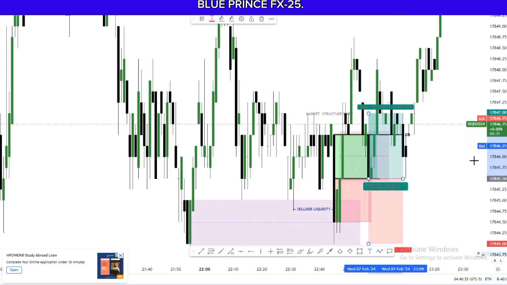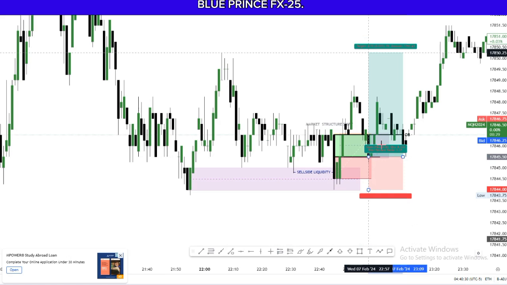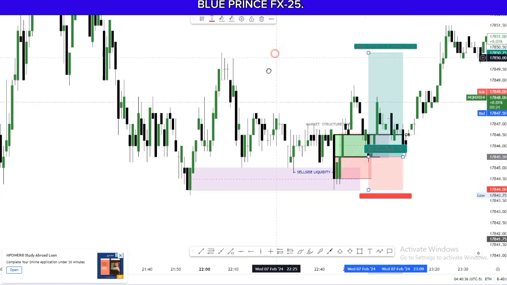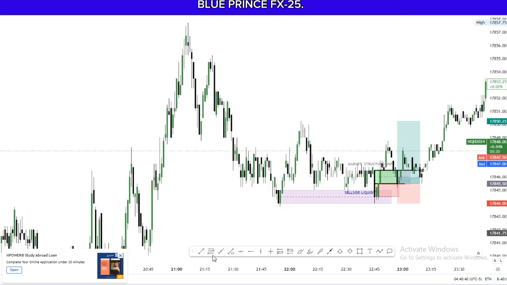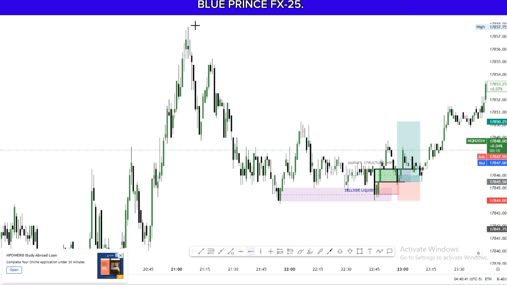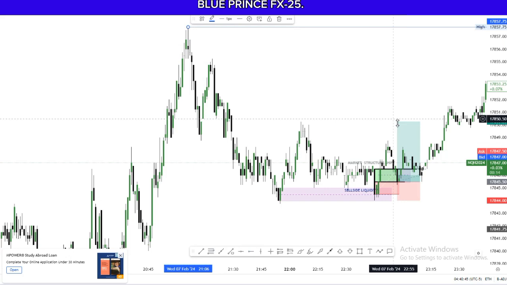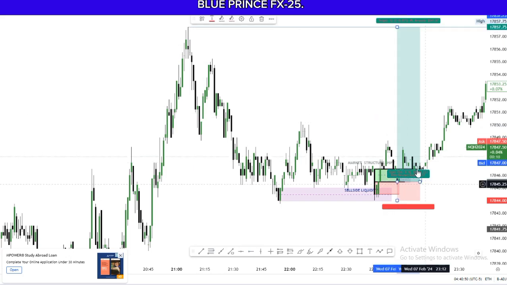And where do you target? You look left, you look for your highs. So this can be your first target, here. And when you get to the first target, you move your stop loss to break even and you take partials out of the market. Now what's your next target? Your next target will be this high. So you target this high. You can see how great this risk to reward ratio is.